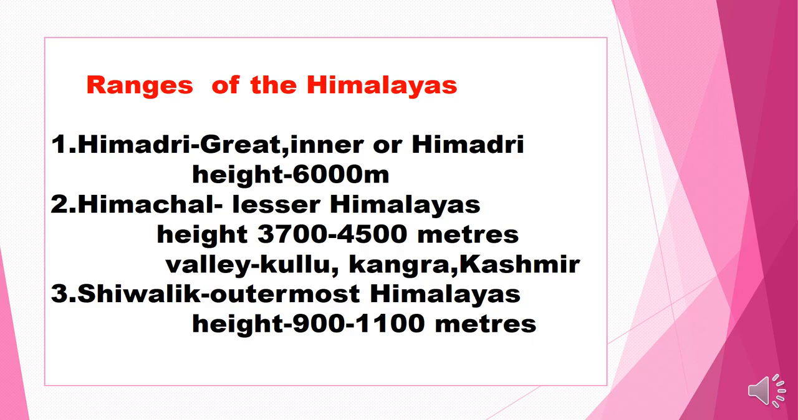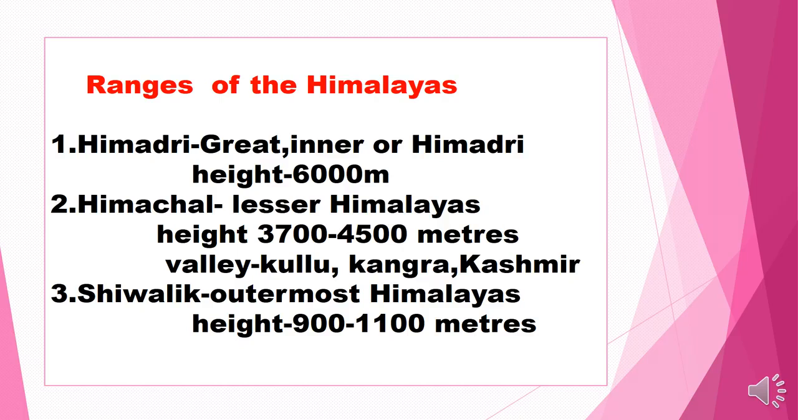This area is composed of granite. After that, the range lying to the south of Himadri is called Himachal, and the height of the Himachal is 3,700 meters to 4,500 meters. Many prominent valleys are also found in this area, like Pir Panjal, and other valleys like Kullu, Kangra and Kashmir are found in this range. This range is formed by metamorphic rock.